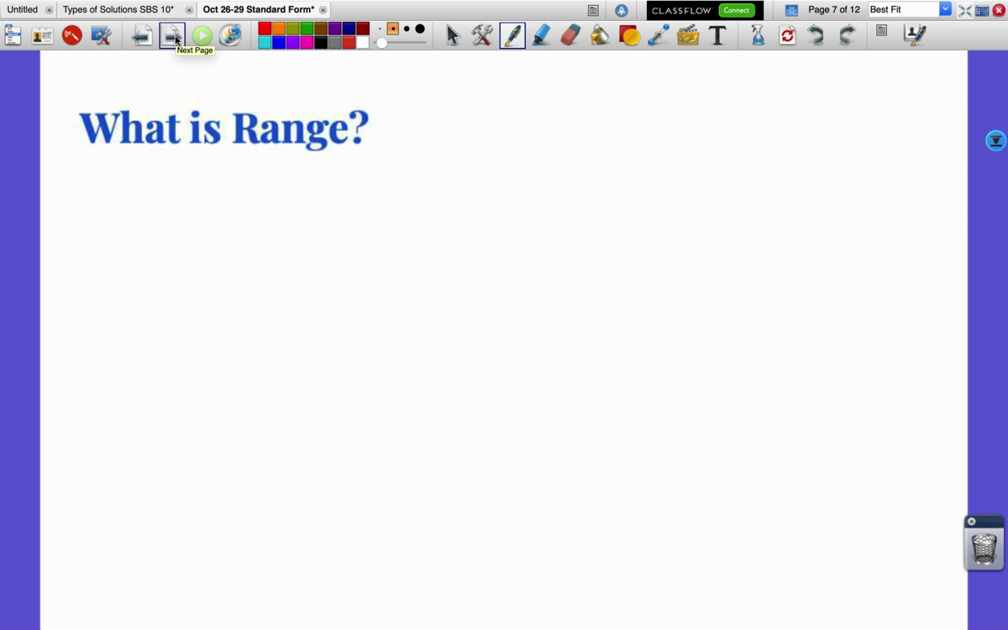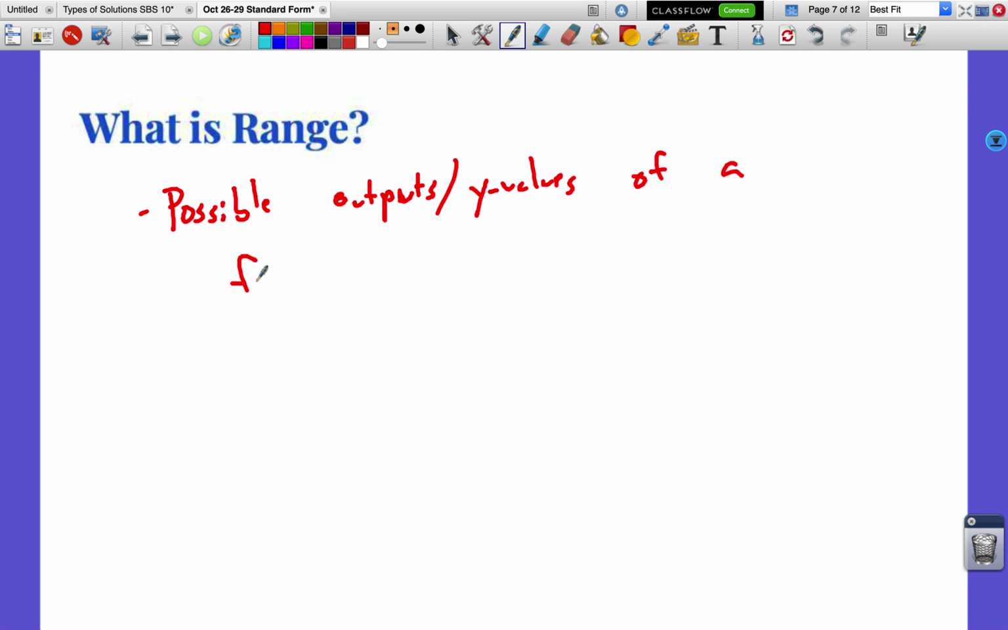All right, what is range? Your worksheet for today asks about range, so we better have a good definition of that. It is the possible outputs / y values of a function. We talked about this before with absolute values because absolute value graphs also have a restriction on the range.